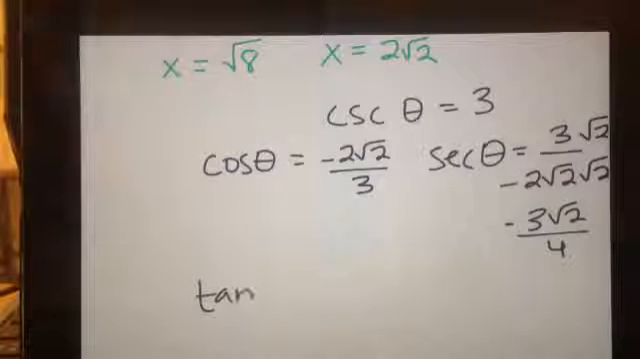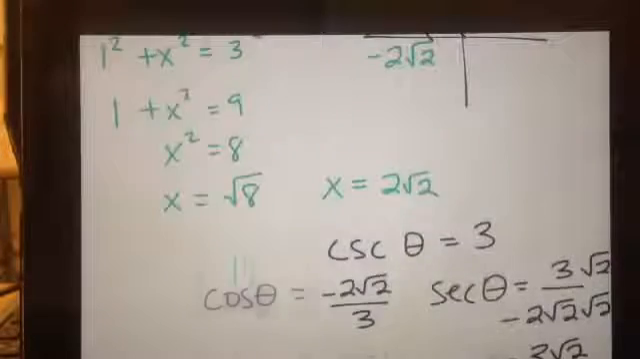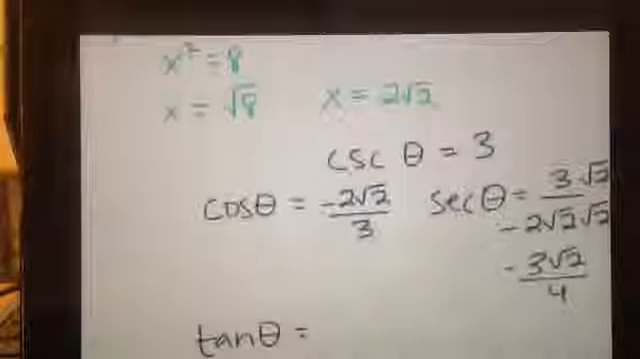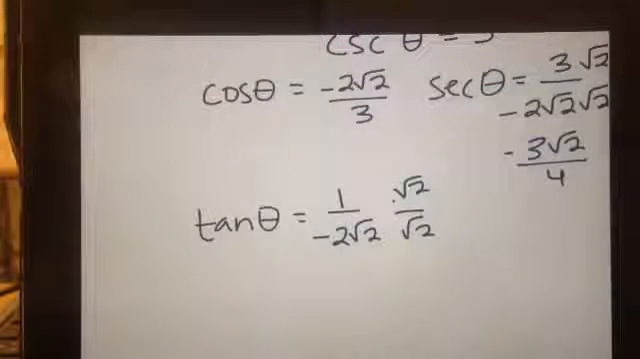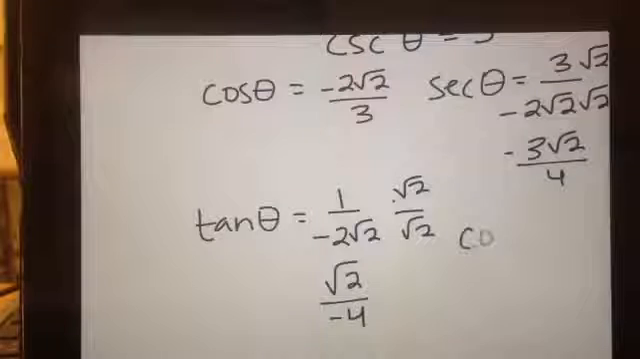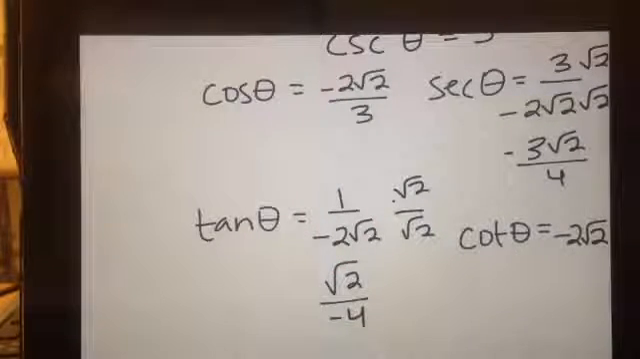Next I'll go ahead and look for tan theta. So opposite over adjacent, 1 over negative 2 square root 2. Again, I've got to fix it. So that's going to be square root 2 over negative 4. You can put the negative in the front if you want. And then cotangent theta, I'm just going to take tangent originally and flip it upside down. So negative 2 square root 2. So I found all 6 trig ratios based off the information that I was given.